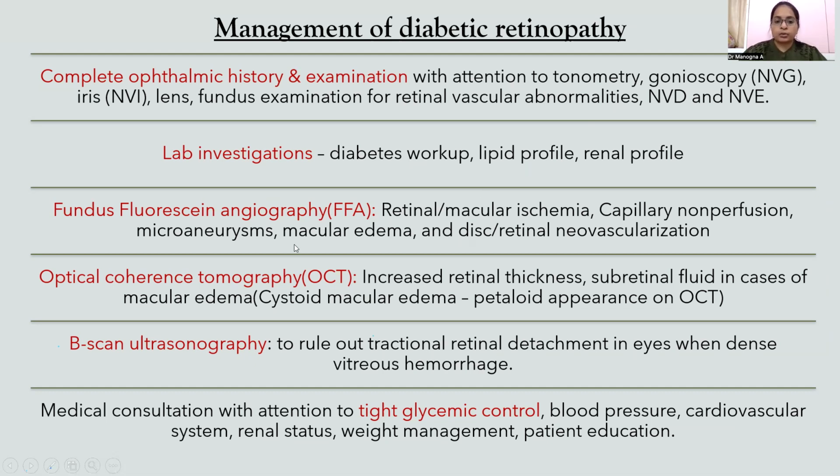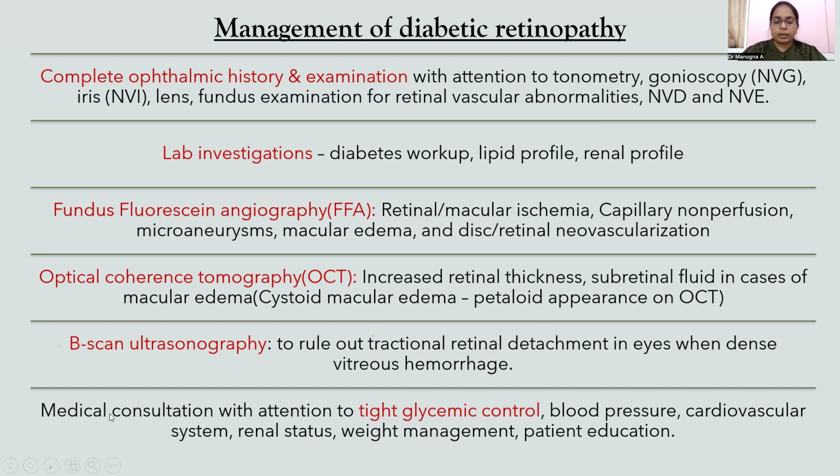Another one is OCT. OCT will show the areas of retinal thickness and fluid accumulation. Cystoid macular edema, that is fluid at the macular area, appears as a flower petal pattern on OCT. And B scan for advanced disease: if the patient has RD or vitreous hemorrhage, you can see it on B scan.